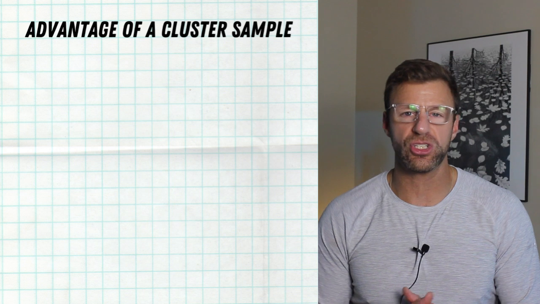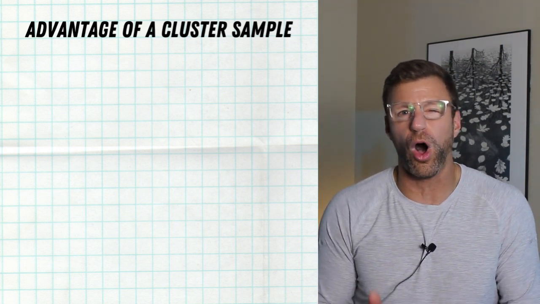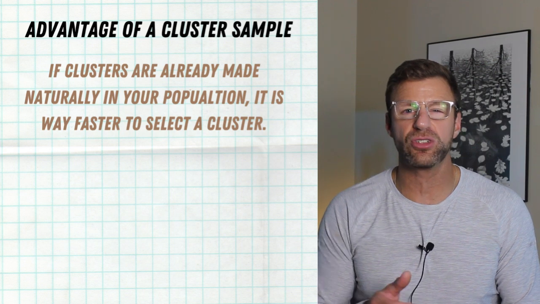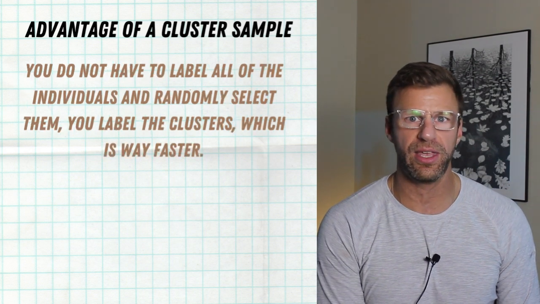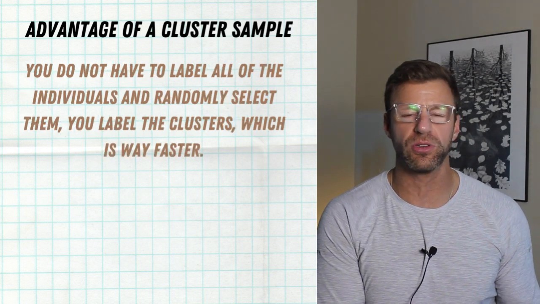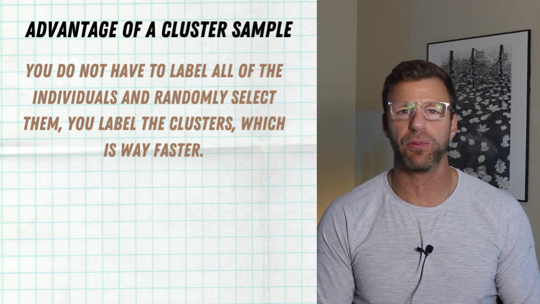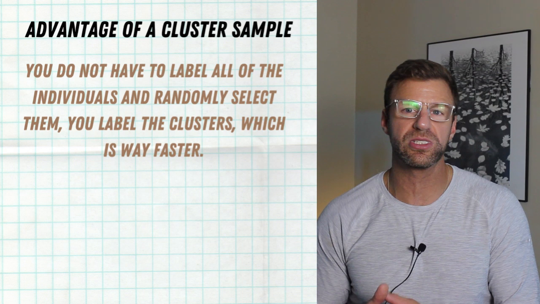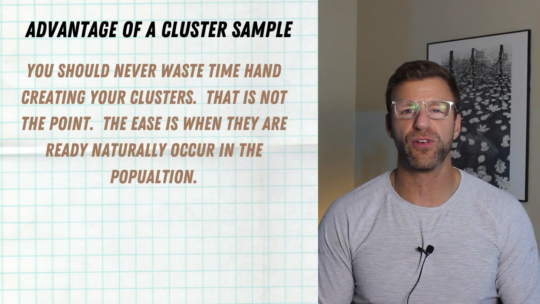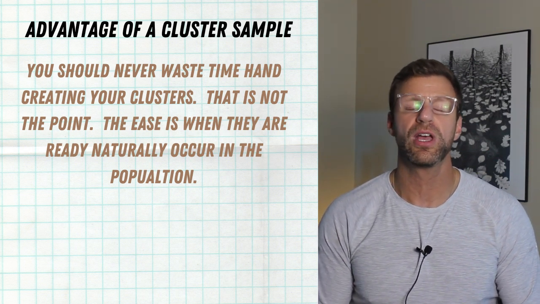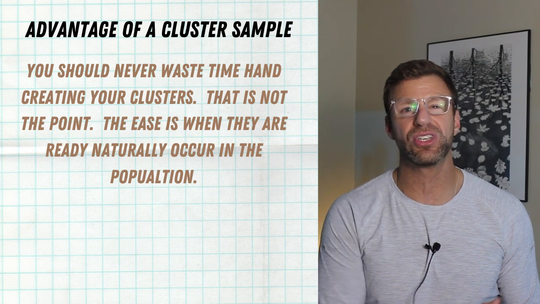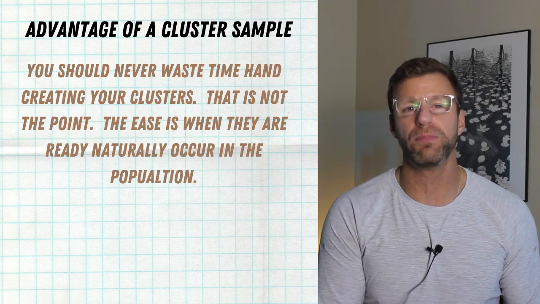Now, what's an advantage to a cluster? Why would I want to do it? Well, maybe your groups are already created and it's a lot faster to just label the groups and select one or two groups than it is to label all the kids in the freshman group, random sample some of them, label all the kids in the sophomore, random sample them. Again, you're randomly sampling the groups, the clusters, not the people. So an advantage is it is way faster if you already have these kind of self-created groups. Stratified has a tendency to take a lot of time because you got to do multiple simple random samples from each group.